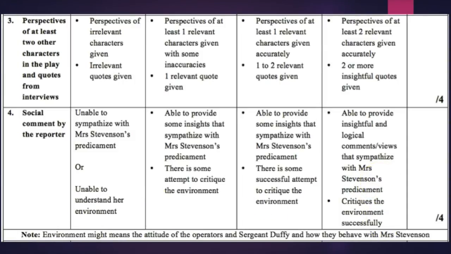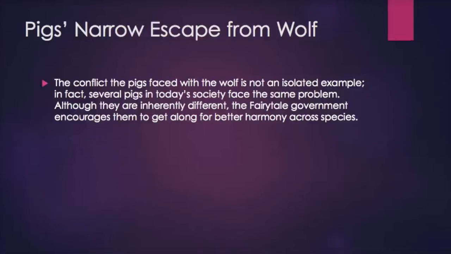Let me give you an example of what a social comment can look like. For instance, let's say we have written an article on the 3 little pigs and the big bad wolf. My article will be titled Pig's Narrow Escape from Wolf. After the body, after everything, let's say I'm a reporter in fairy tale land. Then I would include my comment. So for instance, the conflict faced would be external conflict, but it's a different kind of conflict that Mrs. Stevenson faced with the phone operators, with the police. Ask yourself what that is.